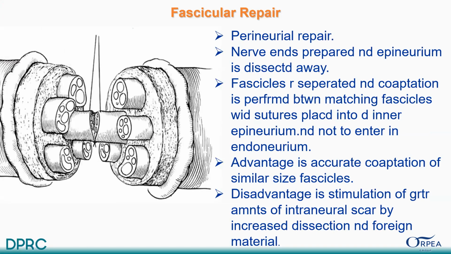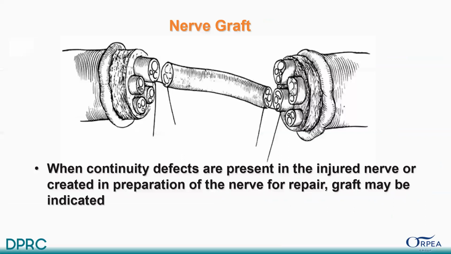Fascicular repair. It is a perineural repair. Nerve ends are prepared and the epineurium is dissected away. Fascicles are separated and coaptation is performed between matching fascicles, with sutures placed into the inner epineurium and not entering the endoneurium. The advantage is accurate coaptation of similar size fascicles. The disadvantage is stimulation of a greater amount of intraneural scar by increased resection and foreign materials.